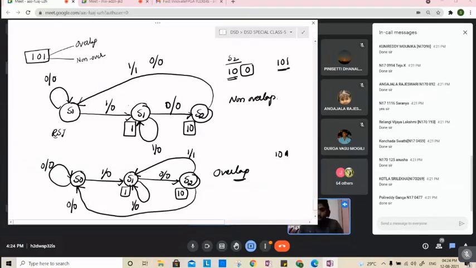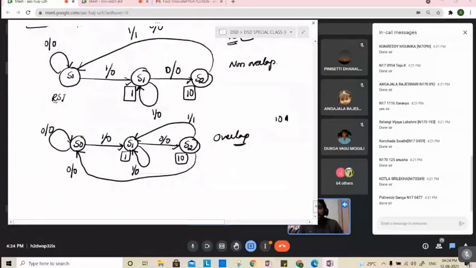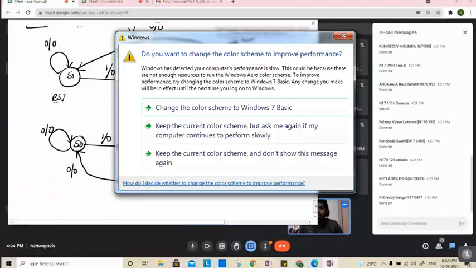Is it clear for everyone? Once the state diagram is done, the next is state transition table. After state transition table, circuit diagram.